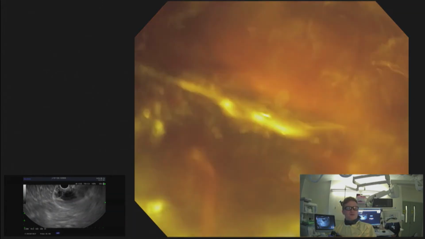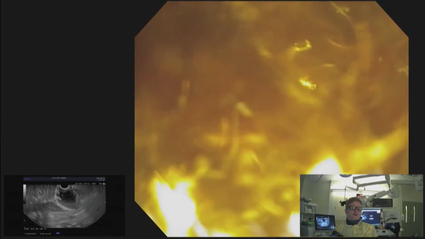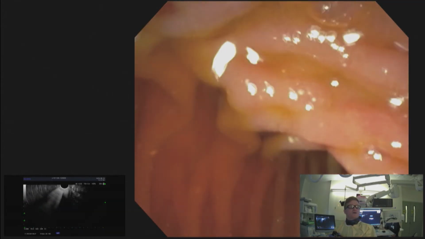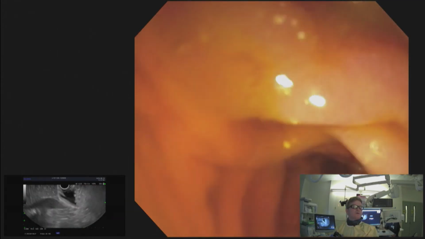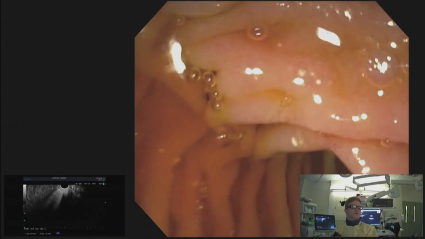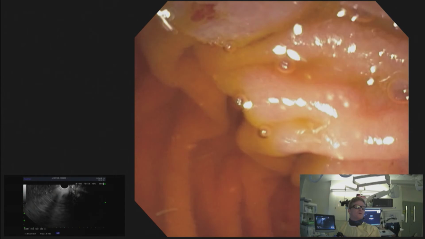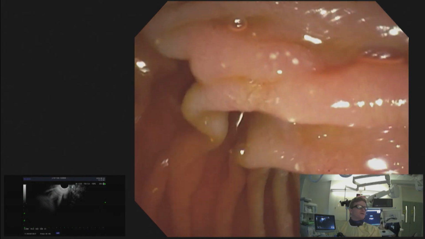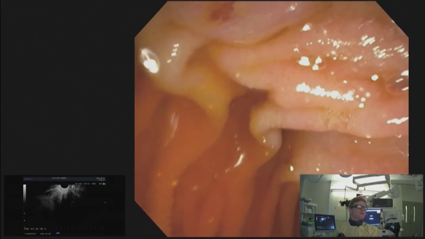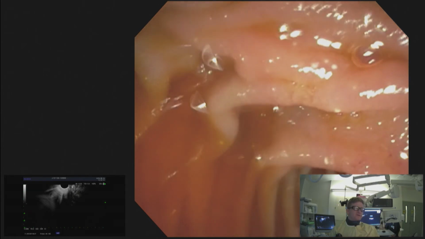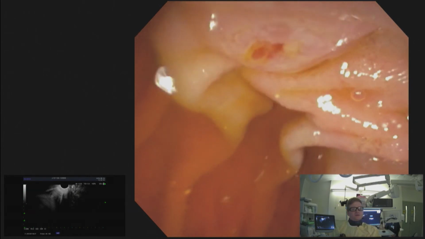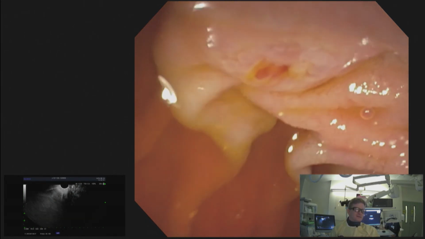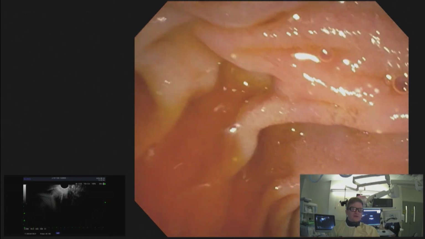Trying to get a good view of the papillae here. We'll get some of the bile out of the way. And here we have the papillae, and you can see there is erythema, likely from irritation from stone passage right there, but certainly nothing abnormal concerning for ampullary adenoma or other mass.